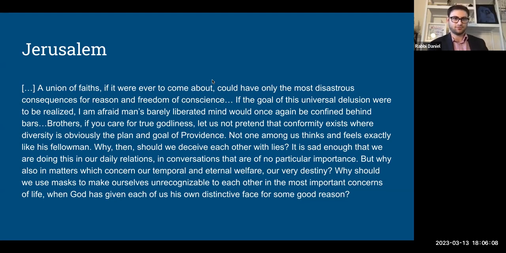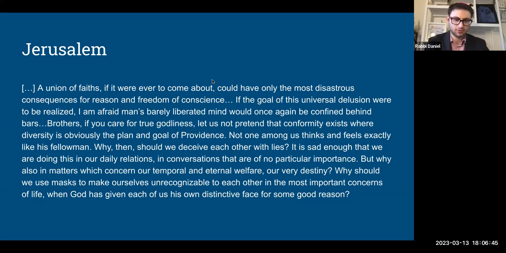A union of faiths, if it were ever to come about, could have only the most disastrous consequences for reason and freedom of conscience. If the goal of this universal delusion were to be realized, I'm afraid man's barely liberated mind would once again be confined behind bars. Brothers and sisters, if you care for true godliness, let us not pretend that conformity exists where diversity is obviously the plan and goal of providence. Not one among us thinks and feels exactly like his fellow men. Why then should we deceive each other with lies?